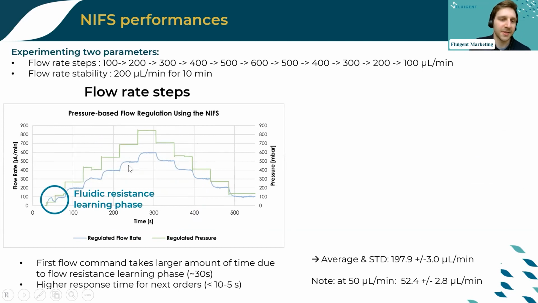And so this is what you can see here with the different steps going directly to the right flow rate, the targeted flow rate. So this is what I wanted to mention. For the first order, maybe it takes about 30 seconds to reach the right flow rate in your system. And then we will have a much higher response time for the next orders.